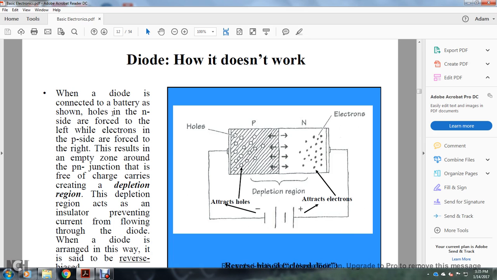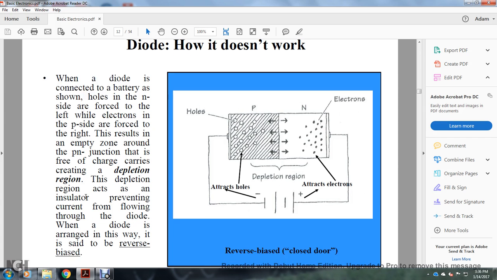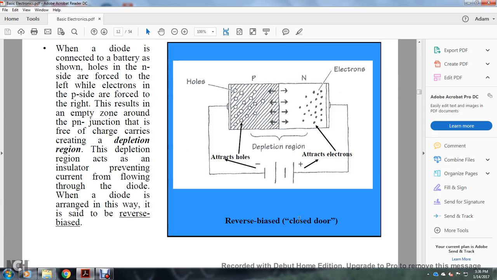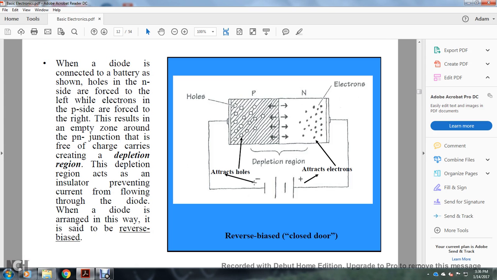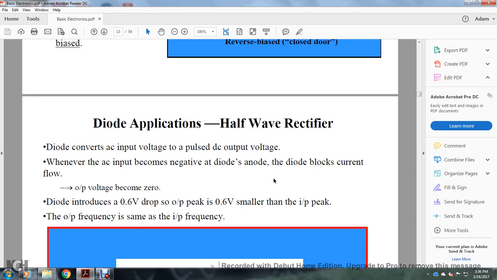How it works in reverse. When a diode is connected to the battery as shown, the holes on the negative side are forced to the left side, while the electrons on the positive side are forced to the right. This results in an empty zone around the positive-negative junction that is free of charge carriers, creating a depletion region. The depletion region acts as an insulator, preventing the flow of current through the diode. When the diode is arranged this way, it is said to be reverse biased. Reverse bias shows a closed door, where both holes and electrons are forced away from the center of the positive and negative diode, attracting the holes and the electrons. Depletion region, reverse bias, closed door.